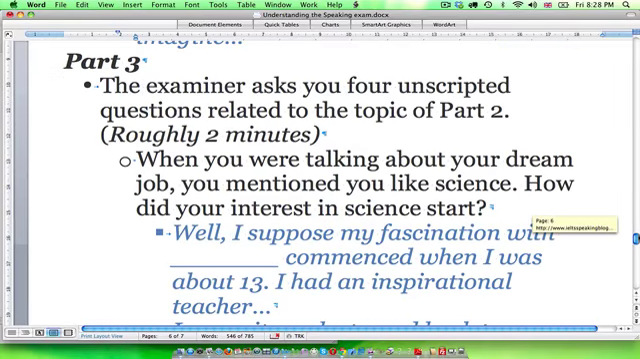Okay, let's go to part 3. Now, part 3 is different from part 1 in that the examiner will be giving you unscripted questions. So it's much more of a discussion than part 1. And it will challenge you with questions that require you to give suggestions, to analyze a problem, to compare or contrast, to speculate. So for example, what do you think would happen if XYZ? So this is asking you to speculate on a problem or possible problem.